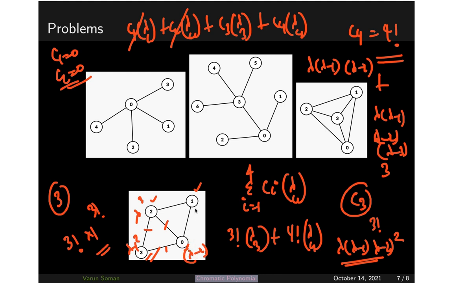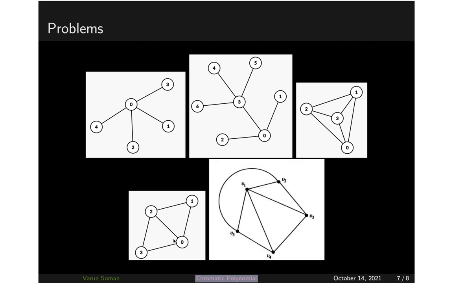Okay, and how many options for this 1 now? It is adjacent to 2 and 0, so I can't use those colors, so lambda minus 2 options here also. So in total you have lambda into lambda minus 1 into lambda minus 2 the whole square here. So that many options are available. So in that way also you can do this one. Okay, so that's easy. Moving forward, let us look at this graph.